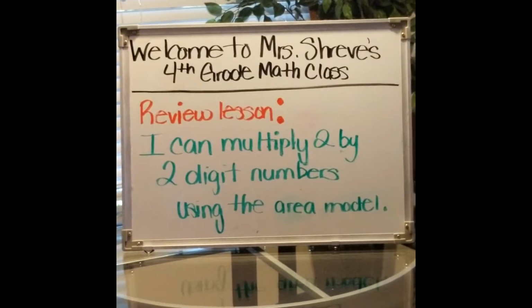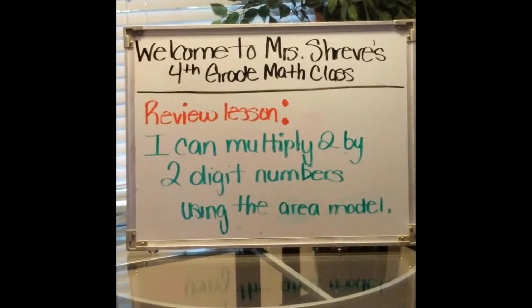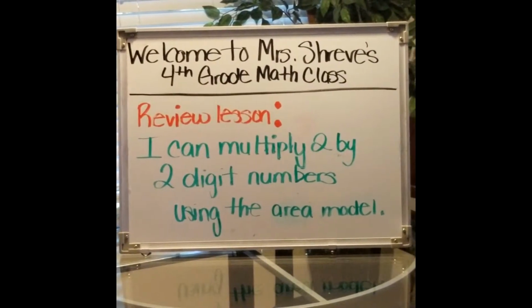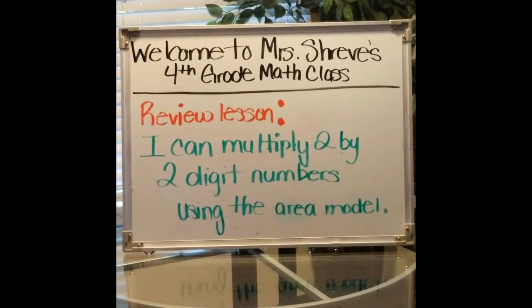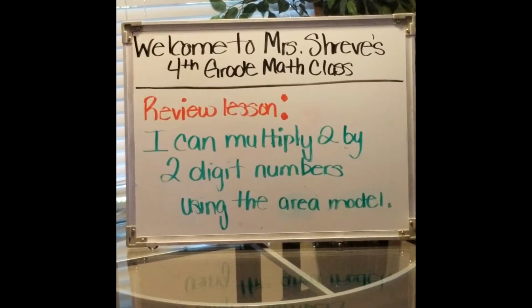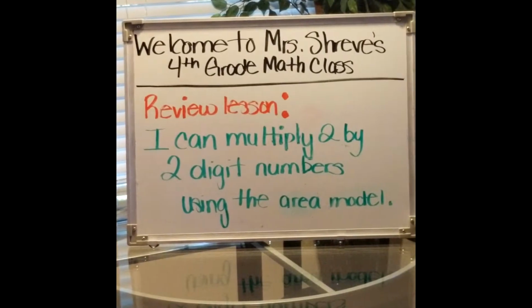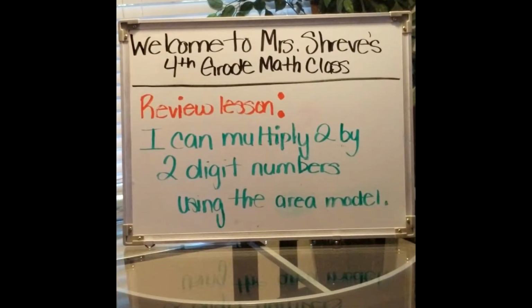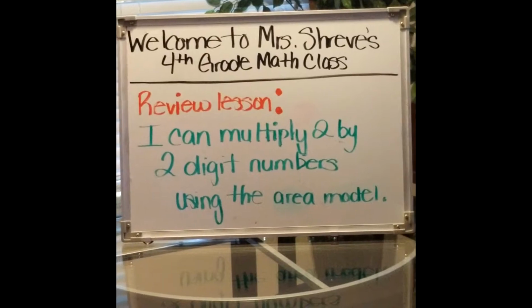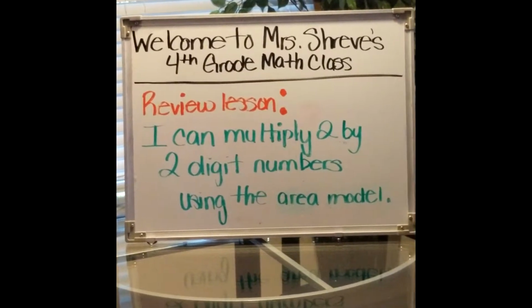Today we're going to review multiplying 2 by 2 digit numbers using the area model method. We need to know how to multiply because it is the easiest way to find the total number of items in equal groups. Multiplication allows you to do repeated addition quickly and efficiently.